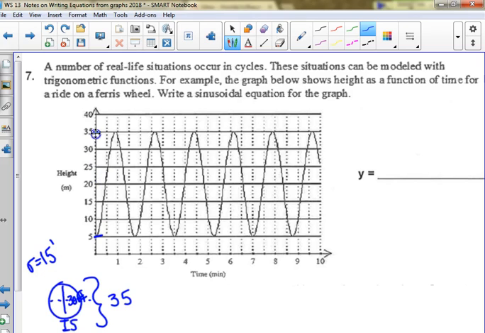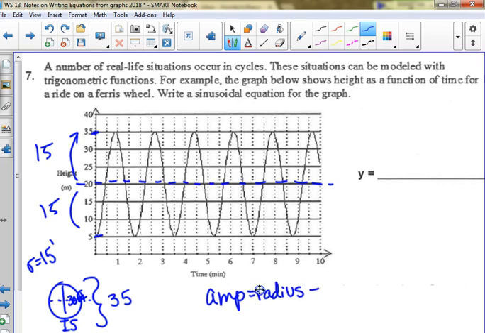We can find the midline by averaging these. What's 5 plus 35 divided by 2? 20. And how far above 20 did it go? And below? So that's the amplitude, okay? So let me write down. Amplitude is radius, by the way, which is 15. It's actually meters, not feet, which is a ridiculously large Ferris wheel. Okay.